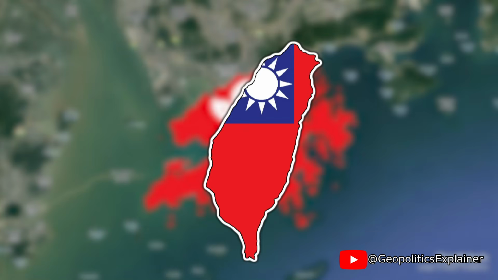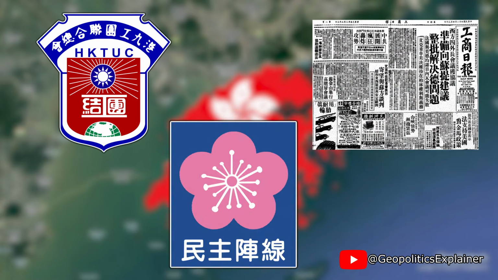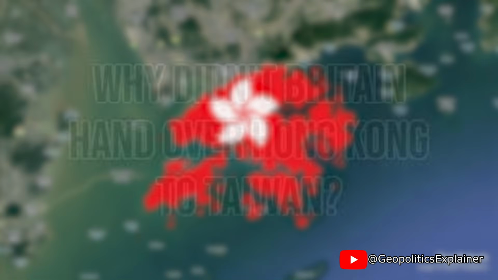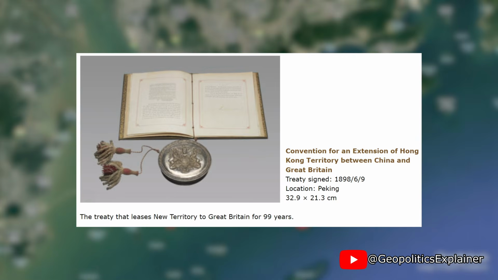As I mentioned before, there were supporters of Taiwan in Hong Kong. They organized in trade unions, newspapers, and political parties. So, why didn't Britain hand over Hong Kong to Taiwan? After all, the treaty that gave Hong Kong to Britain is currently located in the National Palace Museum in Taiwan.